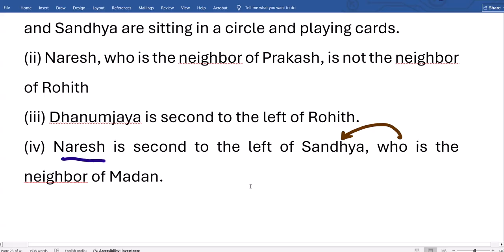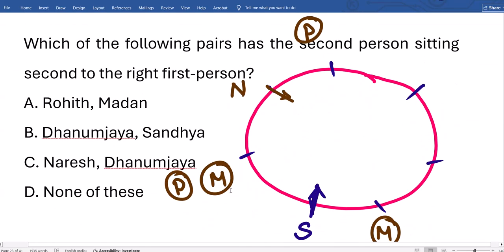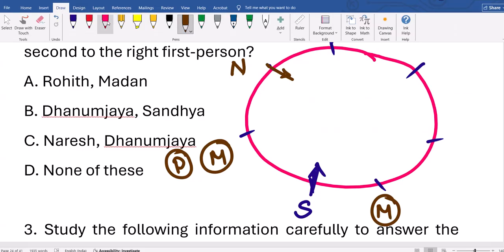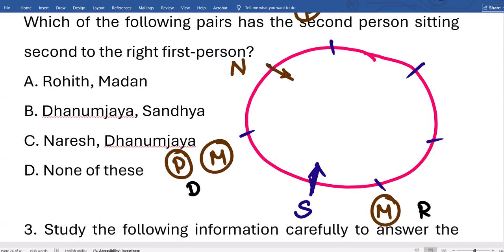Naresh is not neighbor of Rohit, okay. Dhananjay is second to the left of Rohit, wherever Rohit is. Okay, fine. If Rohit is here, we have to do trial and error now. Listen, why this is wrong, you have to tell me. If Rohit is here, Dhananjay here. Why this position D and R wrong? If R there, D there, Madan cannot be placed anywhere. Sandhya's neighbor will be Dhananjay, Rohit. Madan cannot be possible. So this allotment is wrong.